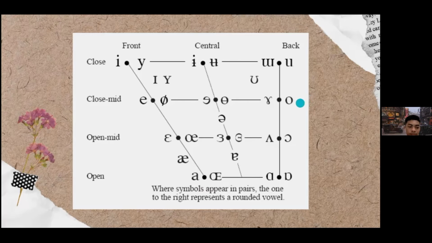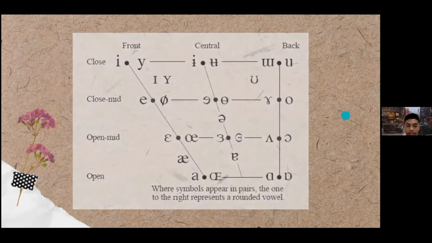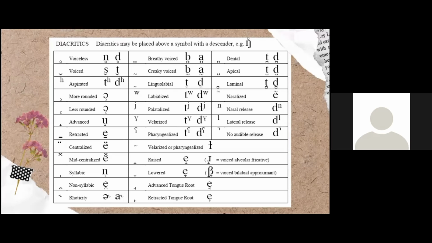That was my explanation regarding the table of IPA consonant non-pulmonic. Okay, I'm Pricillia Rizkyna. I want to explain about the diacritics table. Yes, as you can see on the screen, it's a diacritics table. Diacritics may be placed above a symbol or within the center. Let's begin with voiceless.